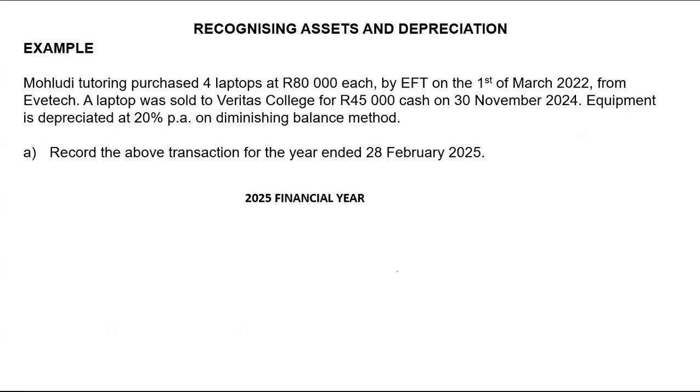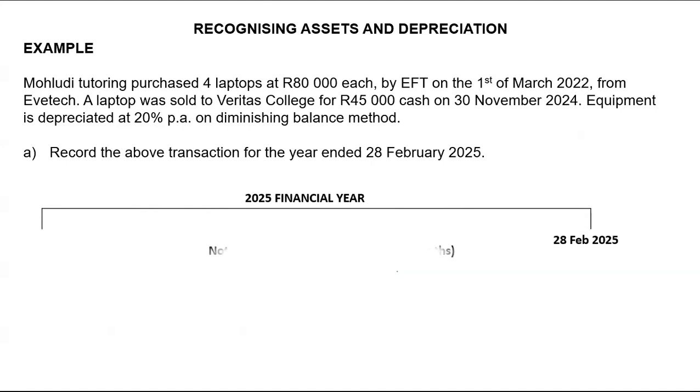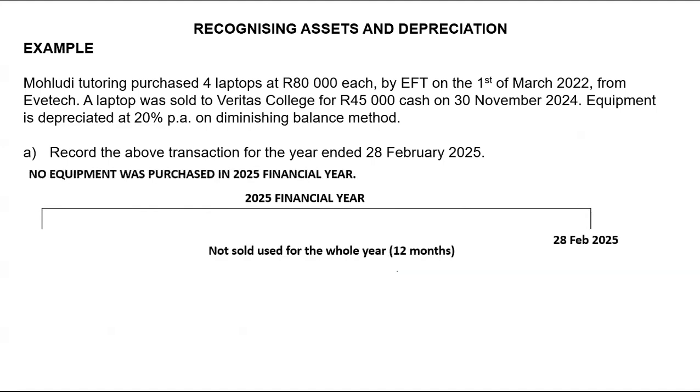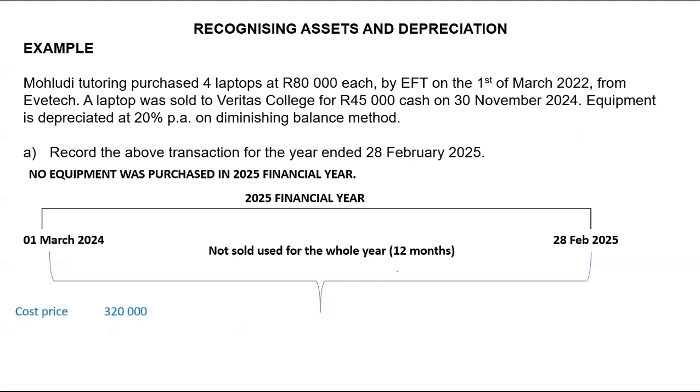So we know that no equipment was purchased in the 2025 financial year. Actually, we sold one. So it started on the 1st of March 2024. So when we depreciated, this equipment was not used. 3 of these equipment were used for the entire year, but one was not used for the entire year. Remember, we depreciate for as long as we're using it. We know that cost at the beginning was 320,000. Accumulated depreciation at the beginning was 115,200. So carrying value at the beginning will be 204,800.